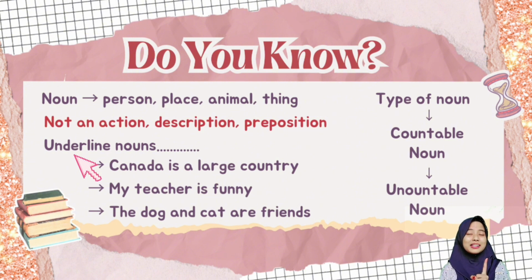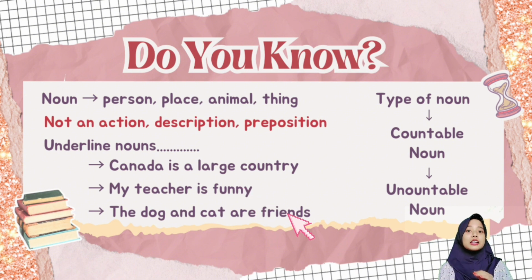So, my first sentence is, Canada is a large country. Canada is a place. That is a noun. Is is a verb, not a noun. Large is an adjective and is a description, not a noun. And country is a place. That is a noun. The second sentence is, my teacher is funny. Teacher is a person. That is a noun. Is is a verb, and funny is a description like an adjective, not a noun.